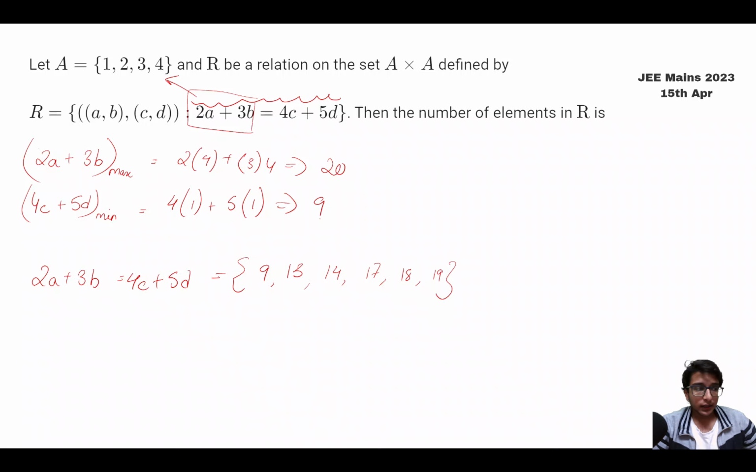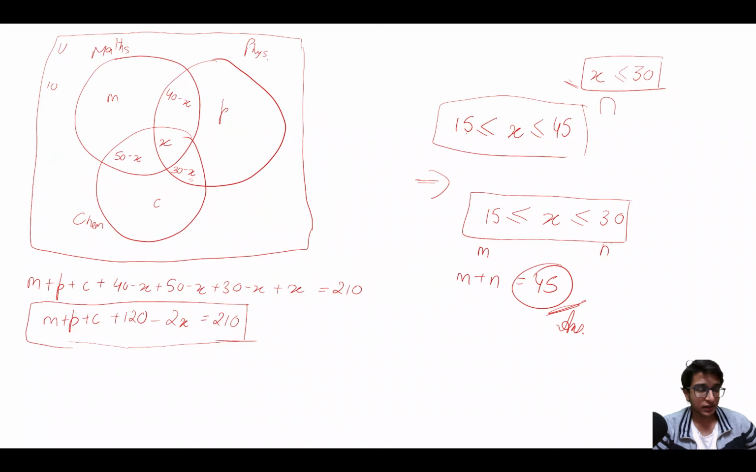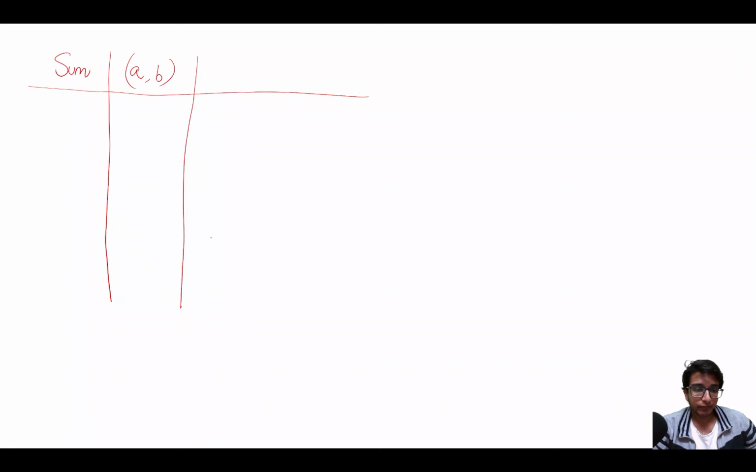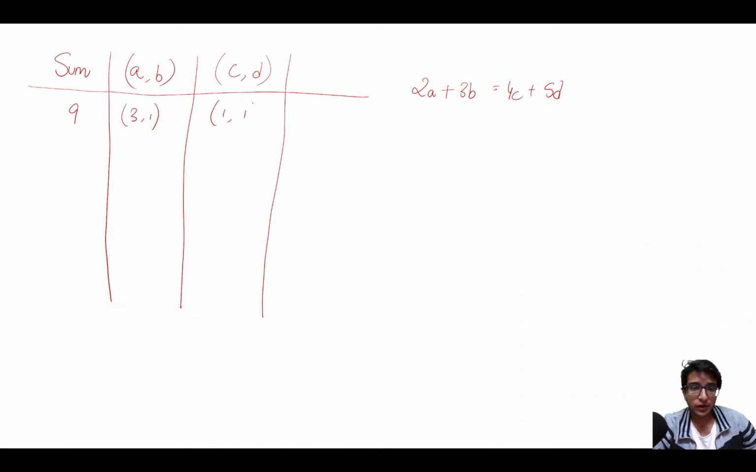Now I'll try to find out all those relations that are possible for us to get this sum. So I'm going to make a table now. Let's say this is my sum side. This is my a comma b. This is my c comma d. My sum is 9. So what are the values of a and b? Let me write down the equation here as well. 2a plus 3b should be equal to 4c plus 5d. So what are the values of a and b that can satisfy this? It would become 3 comma 1. For c, d it would be 1 comma 1.